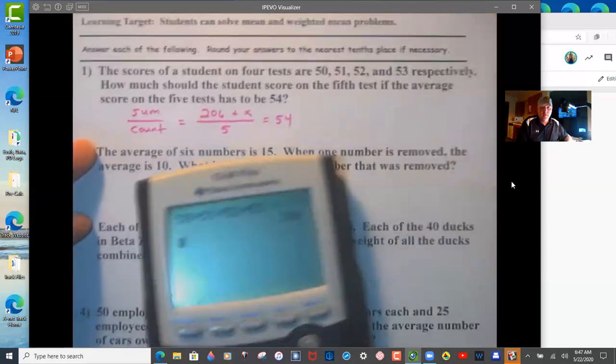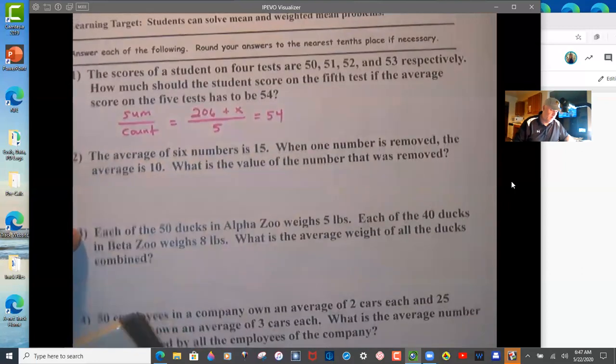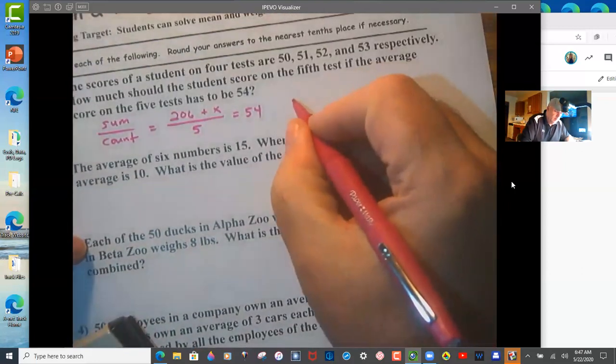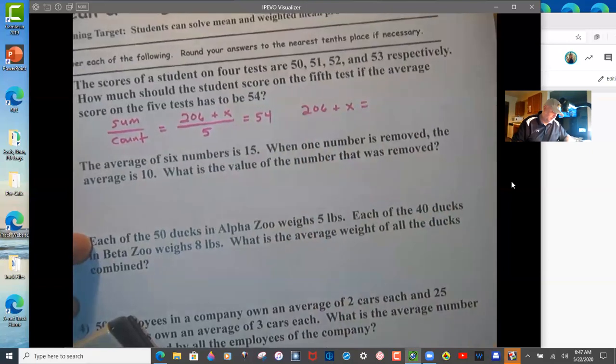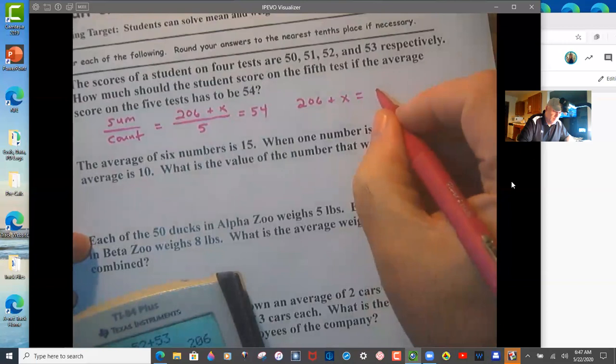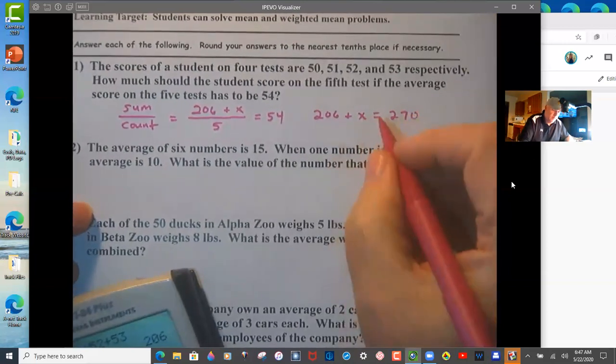So the question becomes, how do you figure that out? Well, you do 54 times 5, and then you subtract 206, which gives 64. Do that product and then subtract the 206.